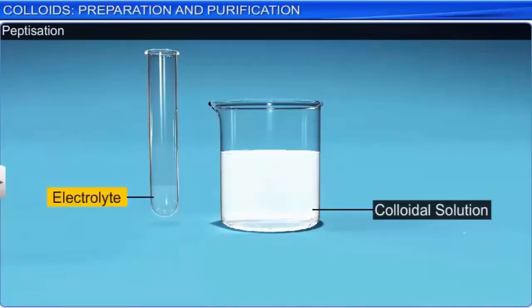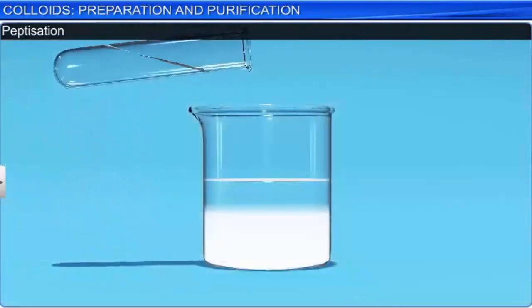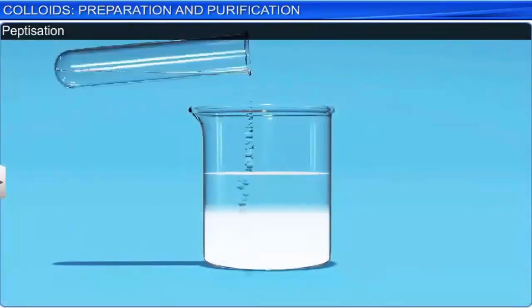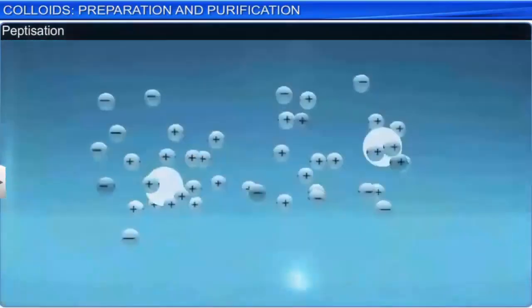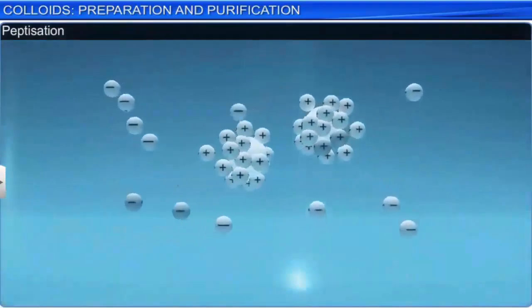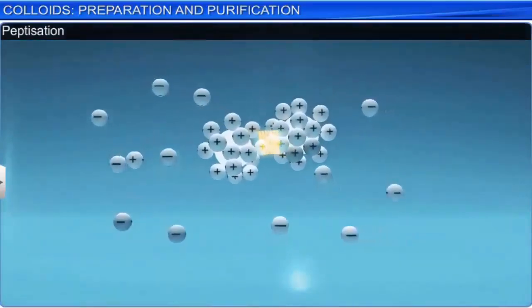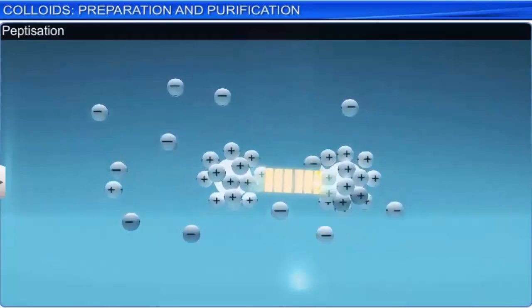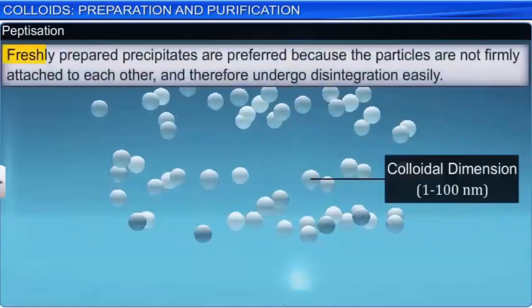This process involves the preferential adsorption of suitable ions from the electrolyte by the particles of the precipitate to form charged species. These charged species repel one another, and as a result, the precipitate disintegrates into colloidal-sized particles. It is important to note that freshly prepared precipitates are preferred because the particles are not firmly attached to each other and therefore undergo disintegration easily.